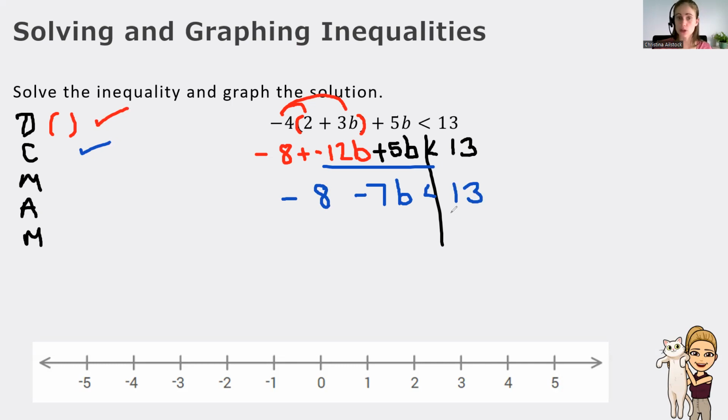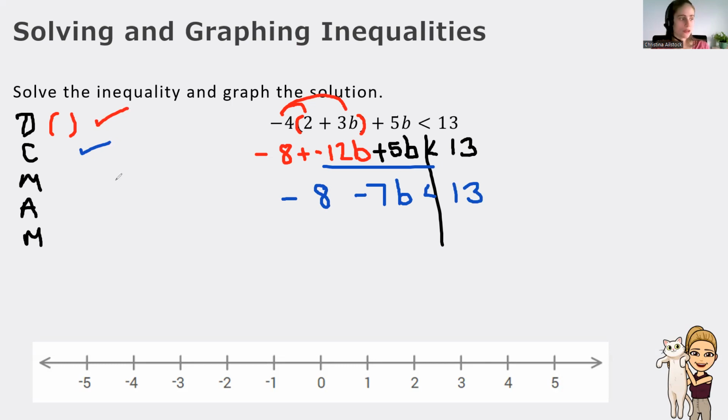And we don't have any other like terms to combine because our -8 and our 13 are on opposite sides of the inequality. They're on opposite sides of that line, so I can't combine them right now.